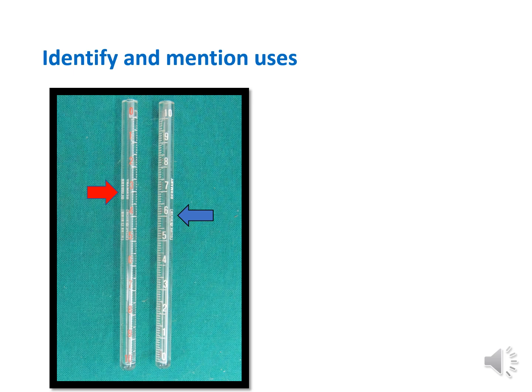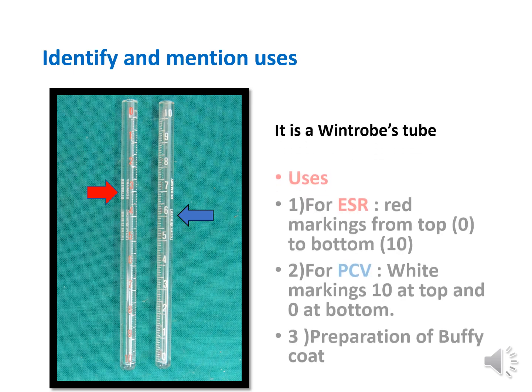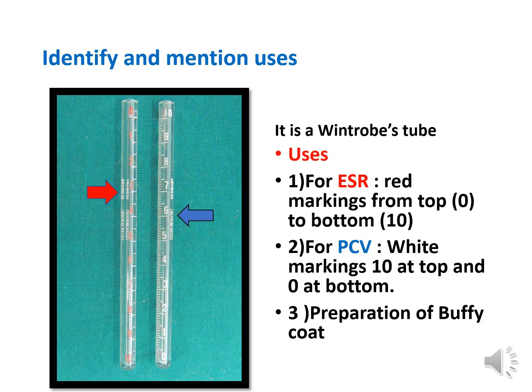So, what is this tube? This is a Winthrop tube and it has got two markings. Now the red markings are for ESR. So there are two uses of the Winthrop tubes. One is for the estimation of ESR and second is for PCV or packed cell volume.